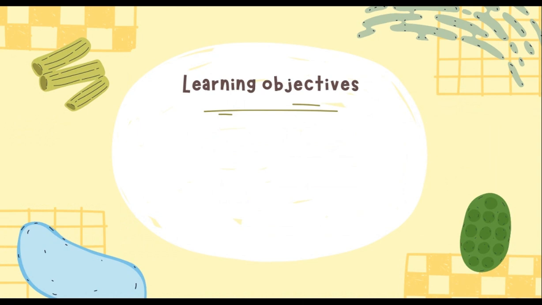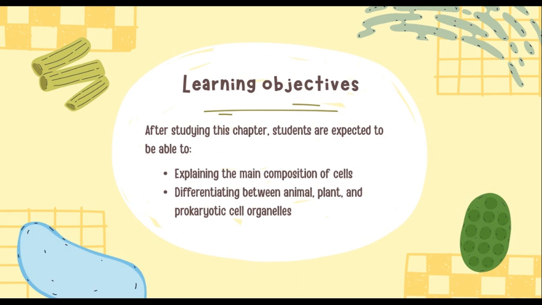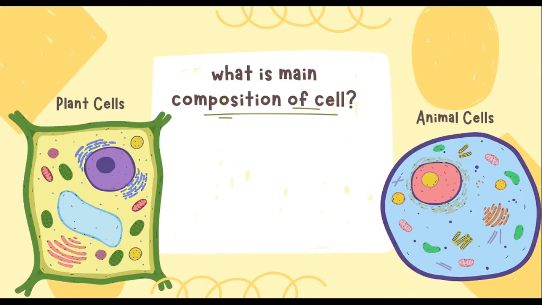Our learning objective today is, after studying this chapter, students are expected to be able to, first, explain the main composition of cells, second, differentiate between animal, plant, and prokaryotic cell organelles. What is the main composition of a cell?